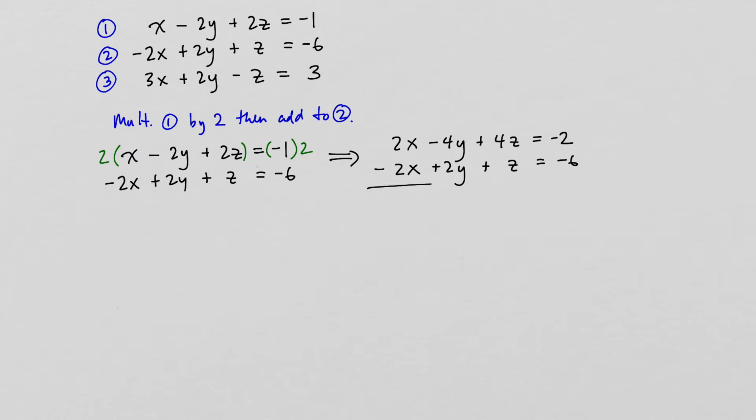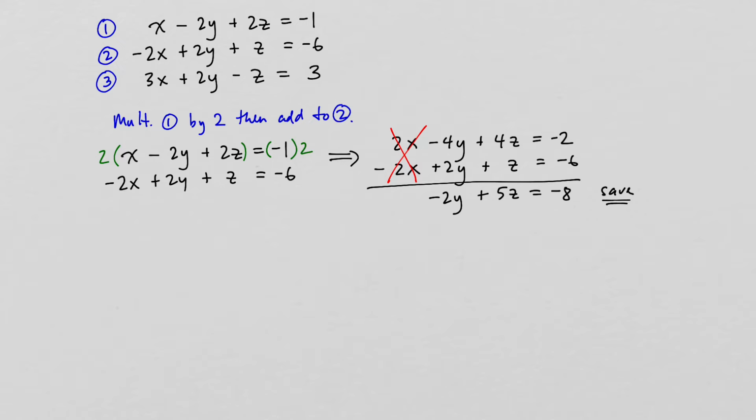And then I'm going to add those together. When I add those together, you can see that the x variable cancels out. So we end up with negative 2y plus 5z is equal to negative 8, and we'll save this result.